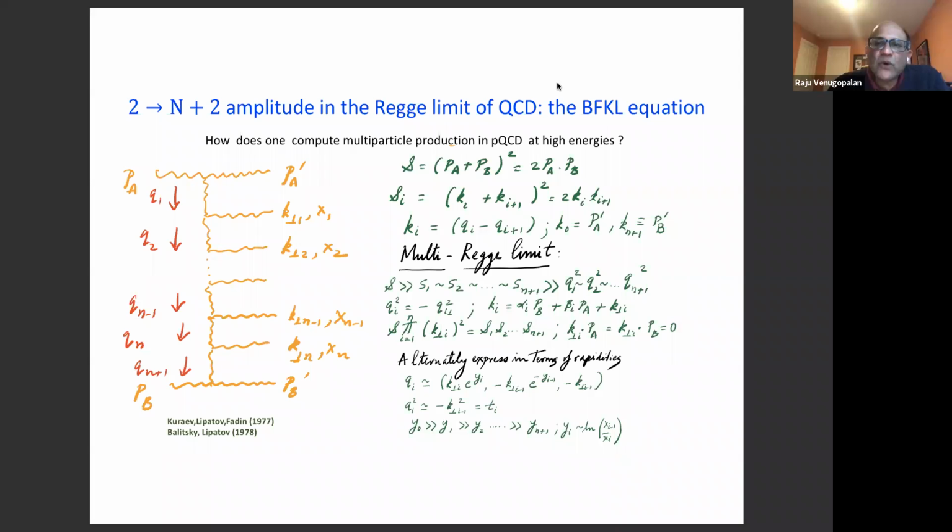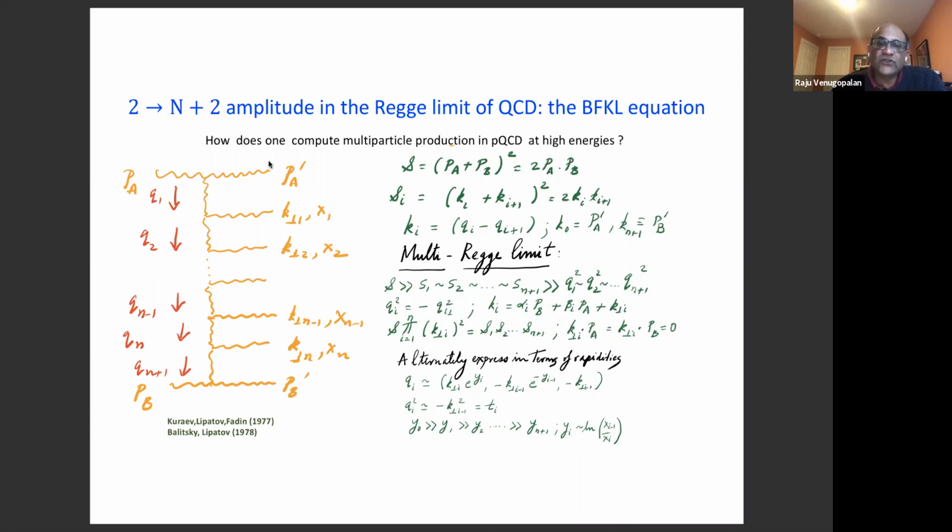Okay. What I'm going to be talking about specifically is the computation of amplitudes in the Regge limit of QCD, and in particular the computation of amplitudes where you produce a large number of partons, or specifically gluons. So these are 2 to n amplitudes where n is large. That's the physics of multi-particle production, and I'm going to be talking about this in perturbative QCD. The question one can pose is, how does one compute this from first principles in QCD?